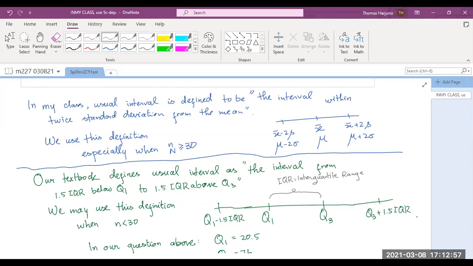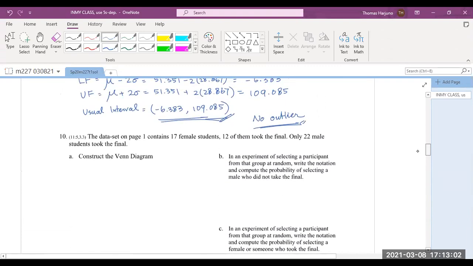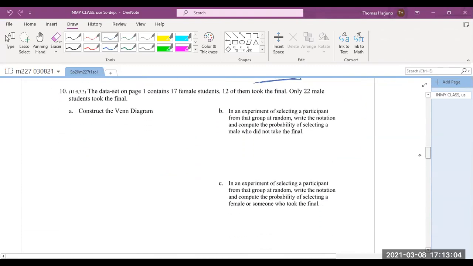Okay, now coming back to here, we are done with number 9. Can you do number 10? Don't forget that the population size was 47. The data set on page 1 contains 17 female students, and 12 of these female students took the final. Only 22 males took the final.